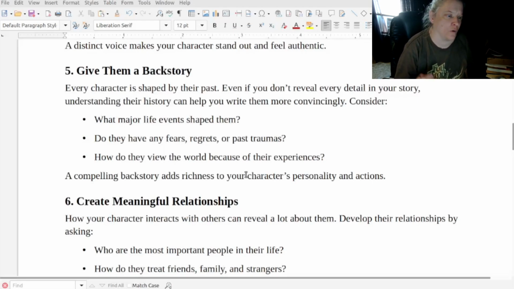A compelling backstory adds richness to your character's personality, and it kind of moves their actions along too. It can also help you with the plot.